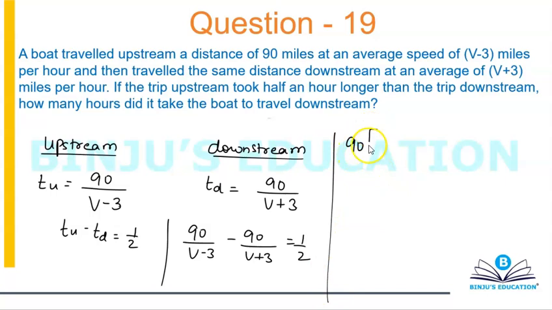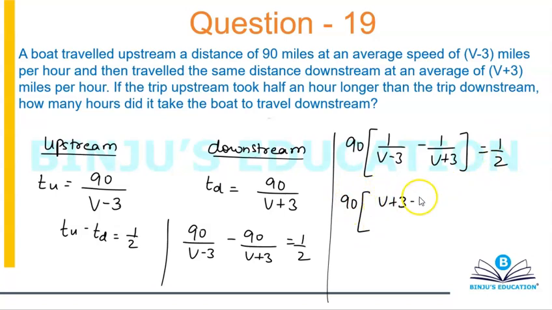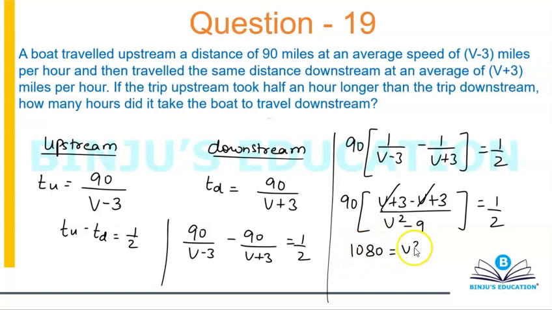So you will have 90 times (1 divided by v minus 3 minus 1 divided by v plus 3) is equal to 1 by 2. So 90 divided by v plus 3 minus v plus 3 upon v square minus 9 is equal to 1 by 2. So you can cancel the two v's. 3 plus 3 is basically equal to 6. 6 into 9, you can basically say that's 54. 540 into 2, that's 1080, and that is equal to v square minus 9. So v square is basically equal to 1089.